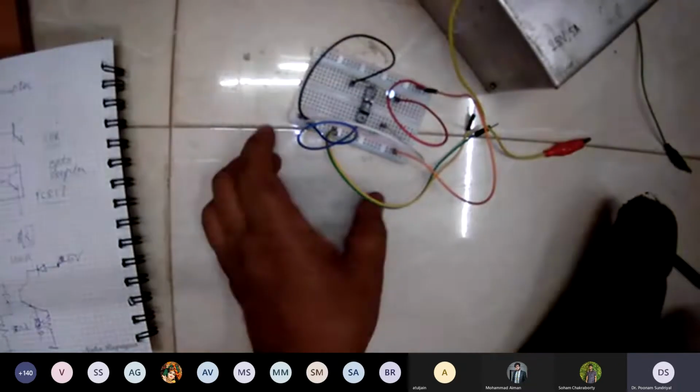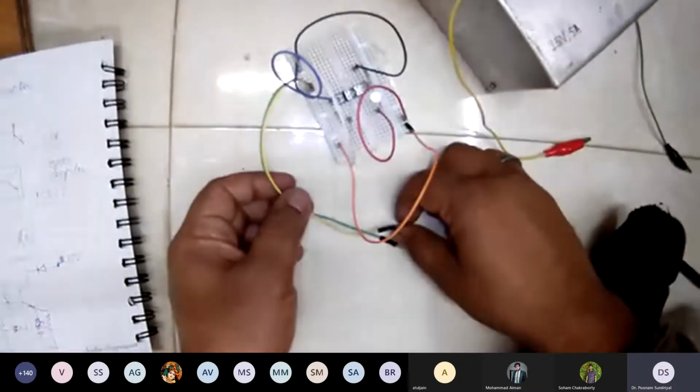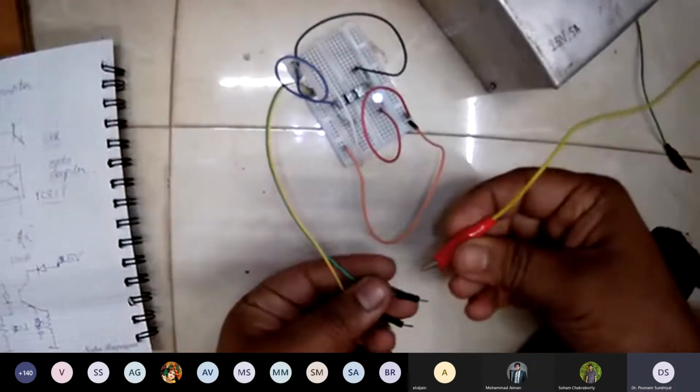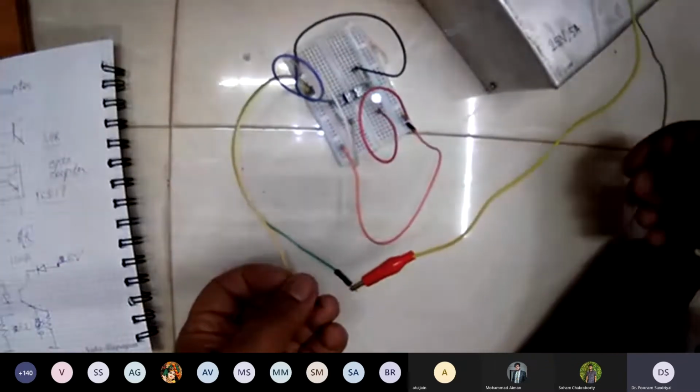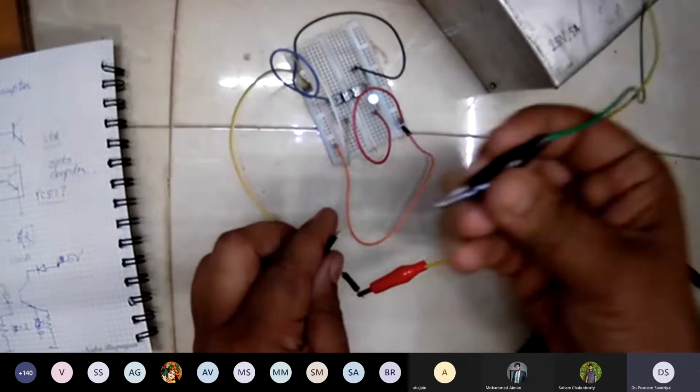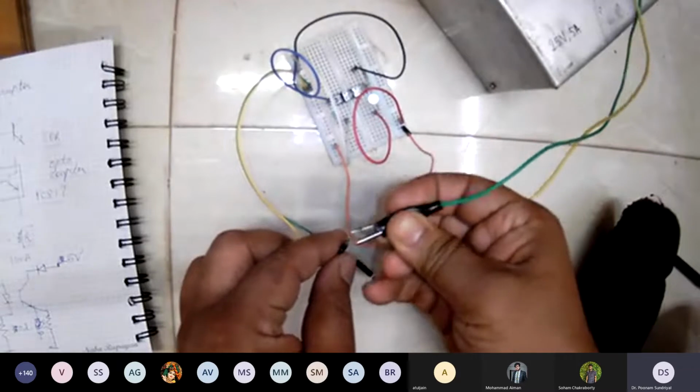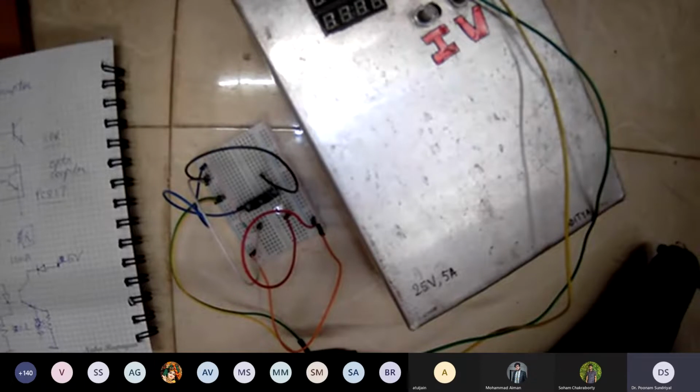So let me make the connections. So the positive line is the green one, okay, and the negative line is the yellow one. All right. So here it is, and I will need something to interrupt. So we can use anything. We can use a piece of paper to do the interruption. So let me switch it on.